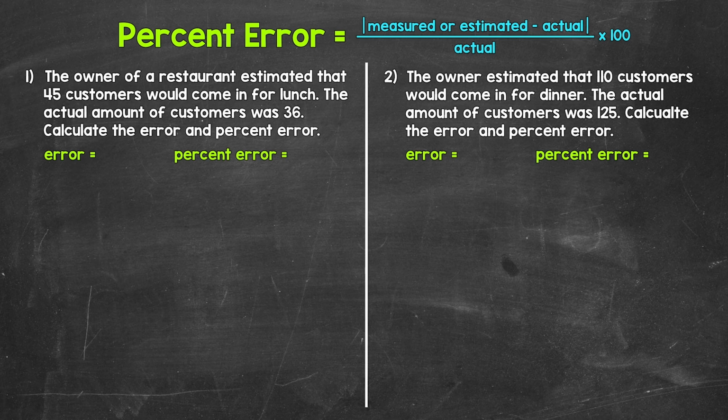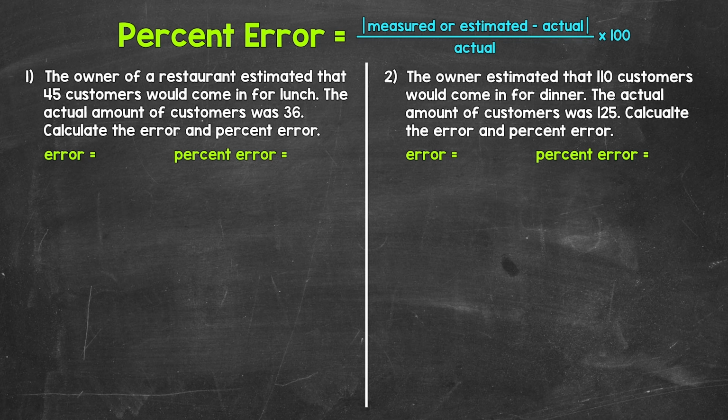Now basically, percent error is a way for us to see how far off a measurement or estimation is from the actual value, written as a percent. When we take measurements or make estimations, we're not always exactly accurate. So percent error is a way for us to see how accurate a measurement or estimation is relative to or compared to the actual value.